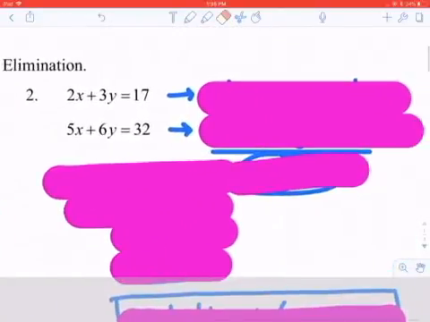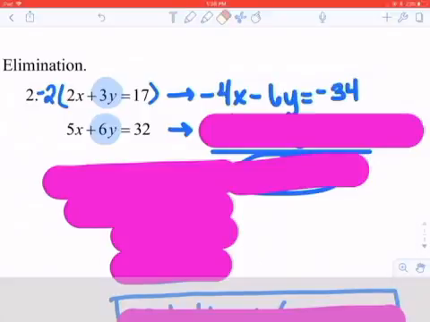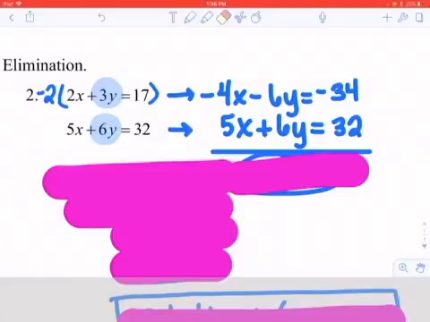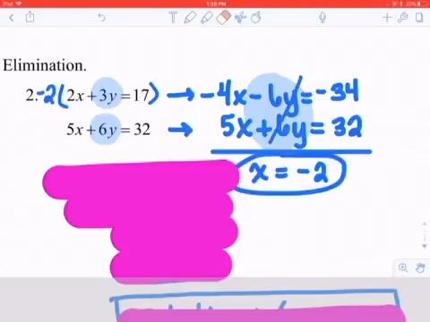Okay, so for number 2, we've got a 2x and a 5x and a 3y and a 6y. I can make my 3y the opposite of 6y by multiplying by a negative 2. That gives me negative 4x minus 6y equals negative 34. Keep your second equation as it is because our y's have opposite coefficients. When we add our equations together, they will eliminate. We get x equals negative 2, and our equation's already solved for us.